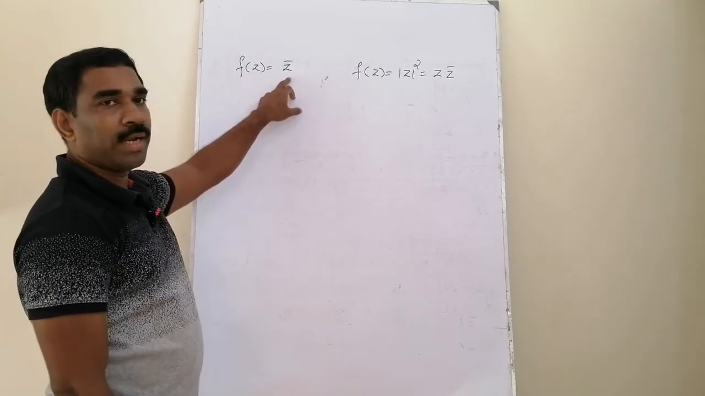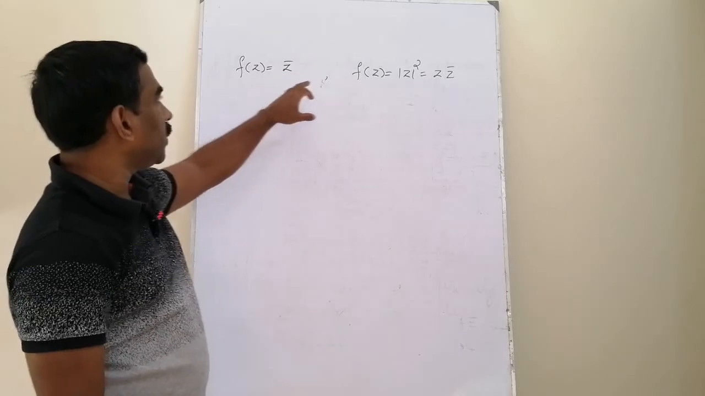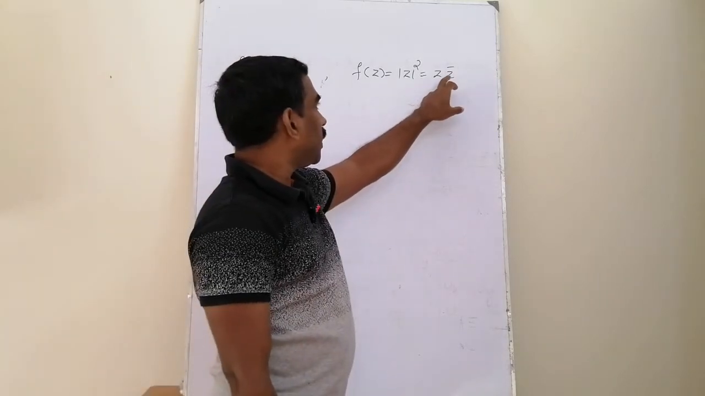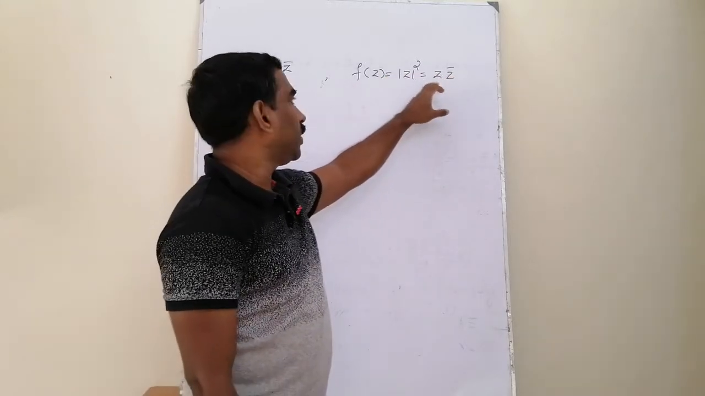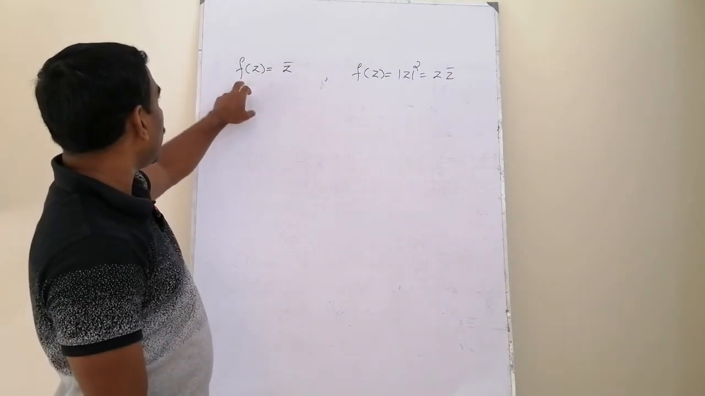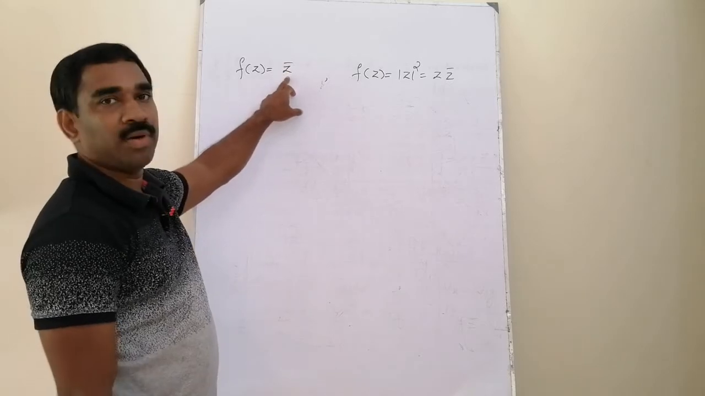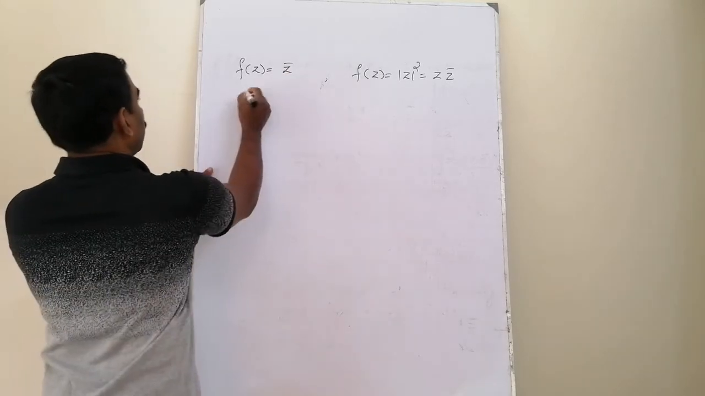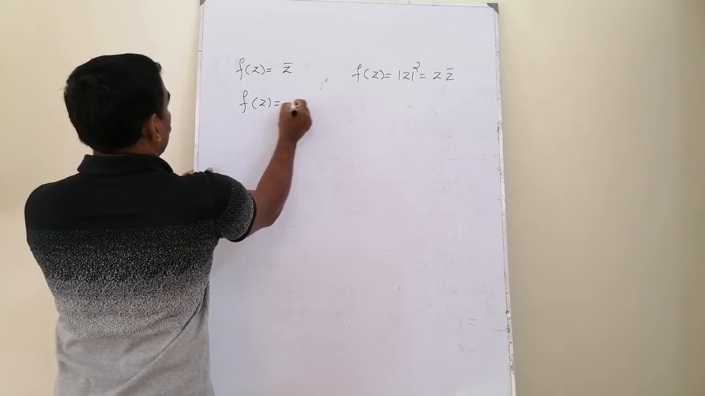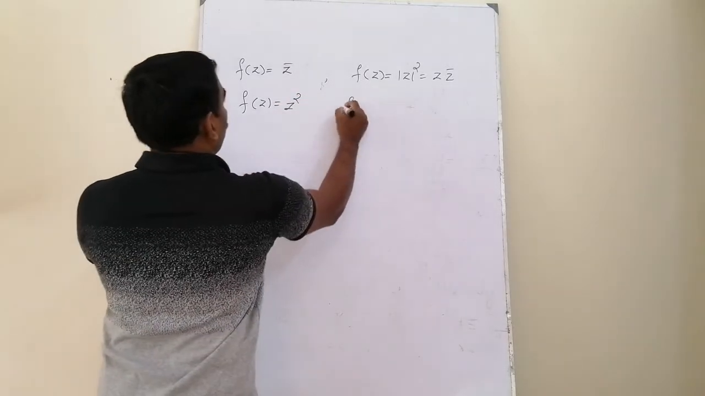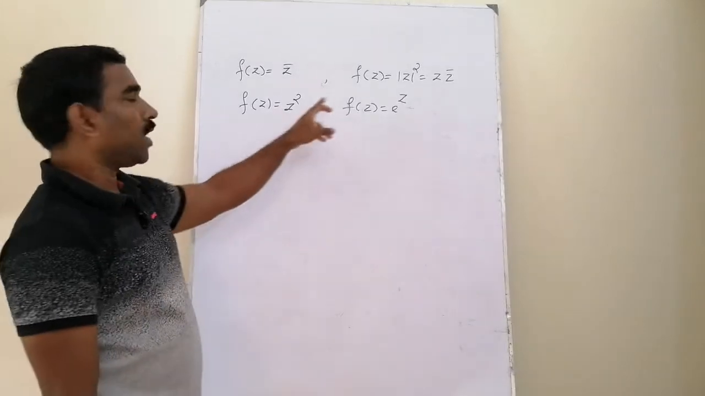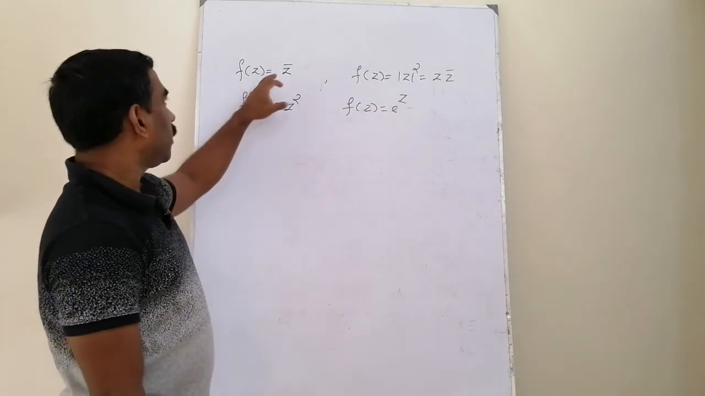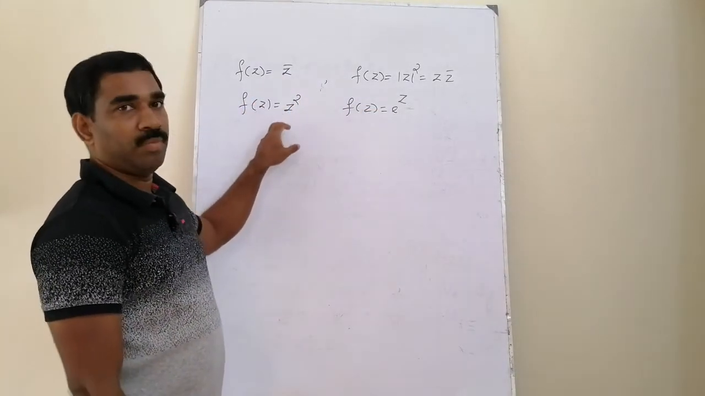f is equal to z̄ is not analytic because it cannot satisfy Cauchy-Riemann equations. Here also it doesn't satisfy Cauchy-Riemann equations because this function is differentiable only at the origin. And these two functions are not analytic and they contain z̄. If f(z) is analytic, for example, if we take f(z) is equal to z square or f(z) is equal to e raised to z, we know that all these functions are analytic functions. They don't contain the complex conjugate part z̄.